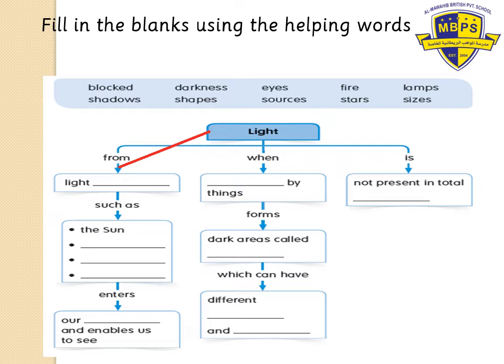Be with me. Light from light. Which word will it be? Usually we take the light from where? We take the light from the light sources. Very good, grade 1. From the light sources. Now I will show you where you should write the light sources, okay? With nice handwriting, grade 1.